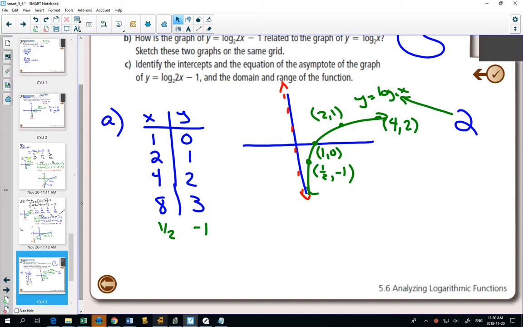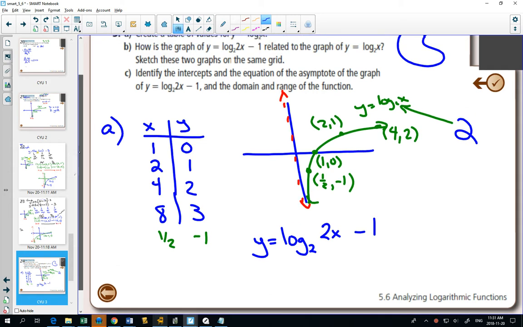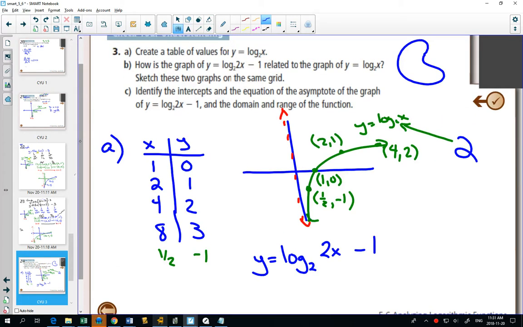Use this graph to graph log base 2 of 2x minus 1. So now in part B, we want to graph log base 2 of 2x minus 1. The way that this is written, the minus 1 is afterwards. So if we go from left to right, this will be a horizontal compression. You're going to multiply x by 1/2, and this is a vertical translation 1 down. We didn't have to factor because the minus 1 is vertical.